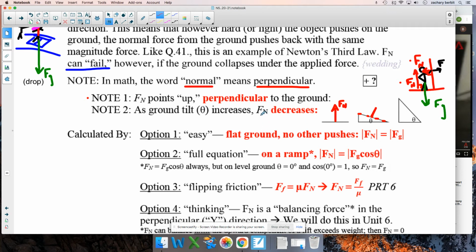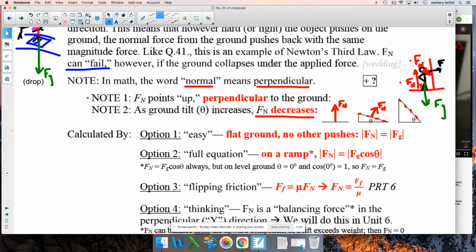Now, you don't really need to understand this little piece of it yet. Just know it's true. We'll worry more about that in Unit 6. As the ground tilts, the normal force actually decreases. So I'm going to draw this arrow a little shorter than the first arrow. There's your normal force.